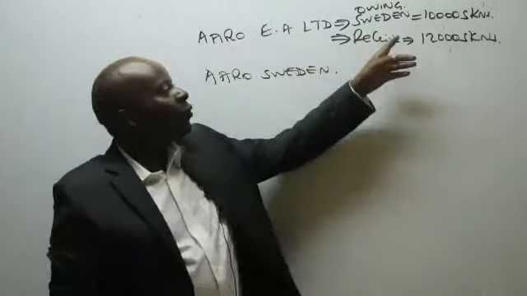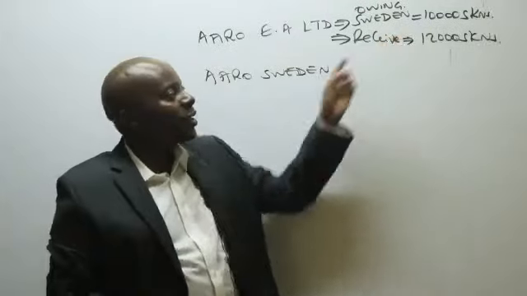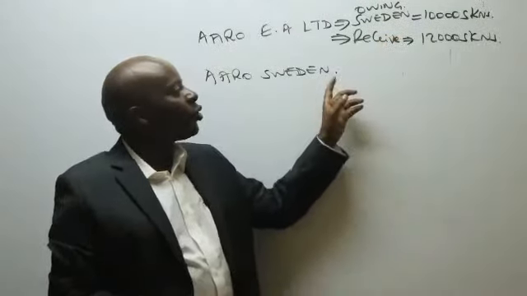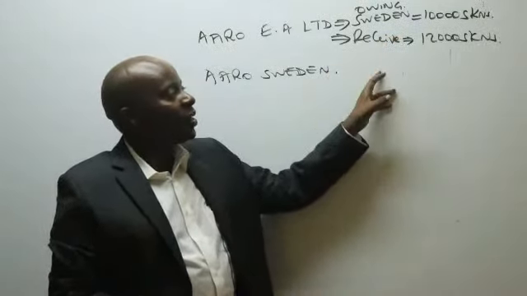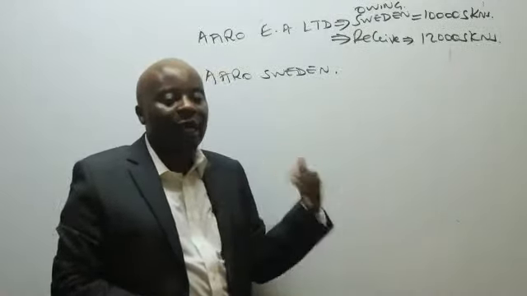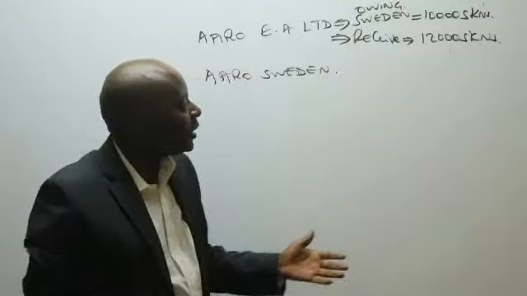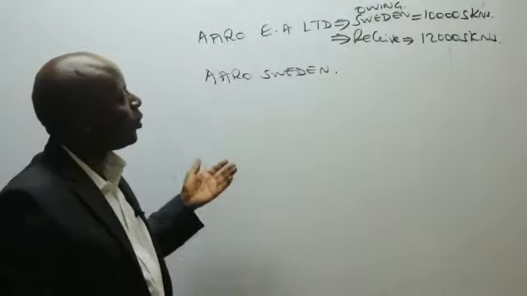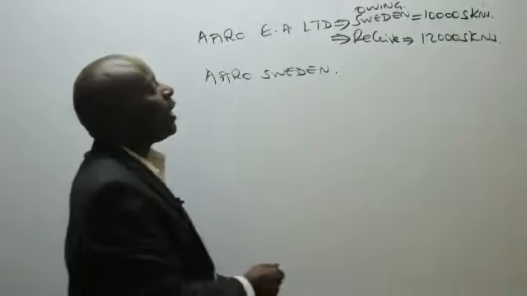So it will be very wrong of Arrow East Africa to start saying, you know what, we must first of all pay you 10,000 Swedish crowns, and then at the end of the day, you also pay us 12. It will not make sense. We are going to lose out on transaction cost. The very best thing will be to ensure that, ladies and gentlemen, we net off.